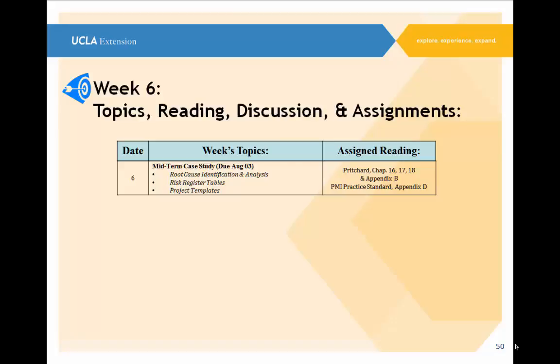And then in the Pritchard, we're going to hit 3 more techniques looking at root cause identification and analysis. That's a very interesting approach to risk. And then risk register tables, we use those all the time in our risk management and risk analysis. And then looking at some project templates. And then, of course, the PMI practice standard.